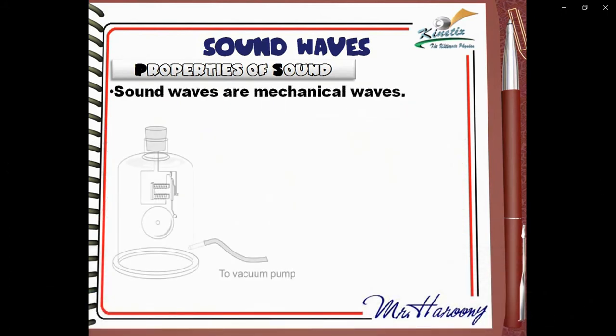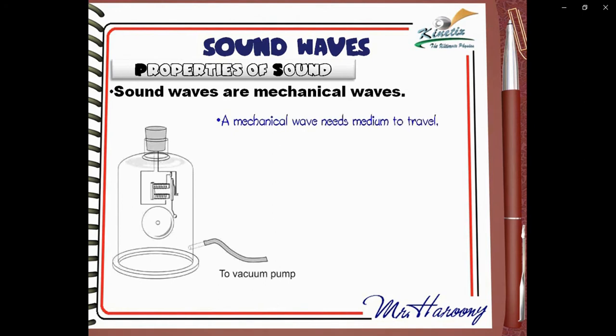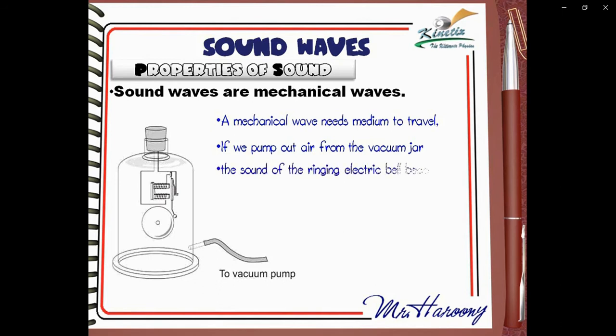Sound waves are mechanical waves. We learned last day that there are two different types of waves: mechanical waves and electromagnetic waves. And we also learned that mechanical waves need a medium. Without a medium, mechanical waves can't travel. But electromagnetic waves do not need any medium, so they can travel from one place to another without a medium, right?